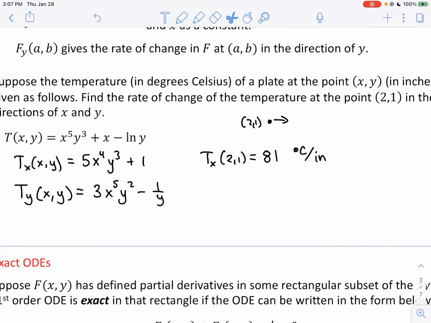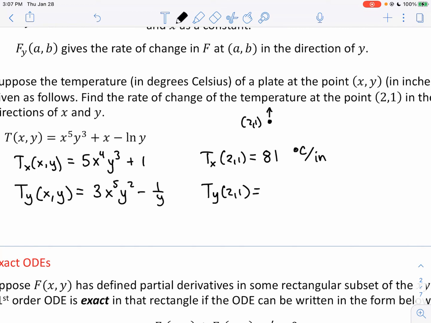Now, as soon as you get to the next point, the rate might increase or decrease, like an accelerating car or something. But at that point, in that direction, the temperature is increasing at 81 degrees Celsius per inch. Now let's do the other direction. So now we're at the same point, (2, 1), but we're thinking in the direction of y. How is the temperature changing? That's what T sub y will tell us.